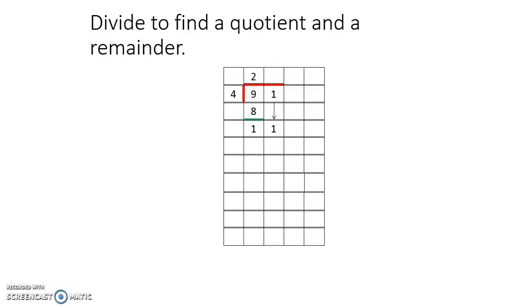Ask myself, how many times does 4 go into 11? The answer is 2. 4 times 2 again is 8, and 11 minus 8 gives me 3. So if I wanted my quotient with the remainder, I could say 91 divided by 4 is 22, remainder 3.